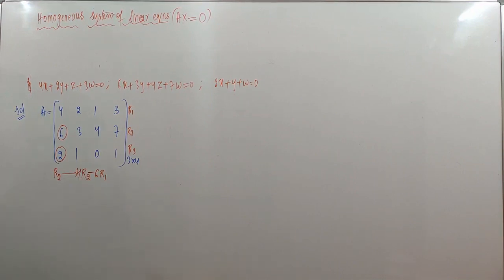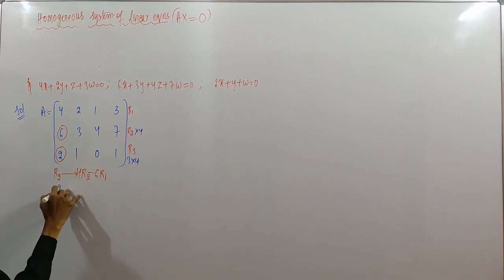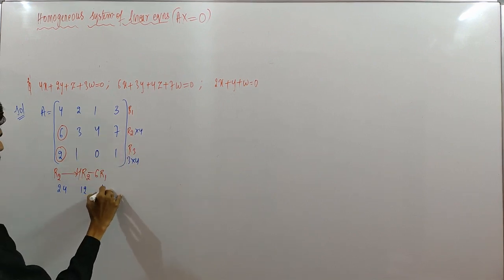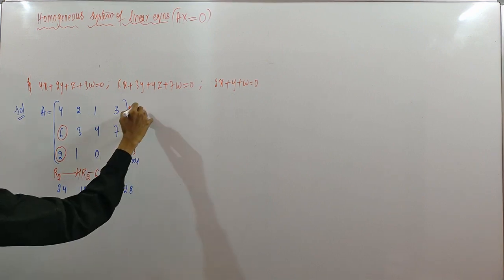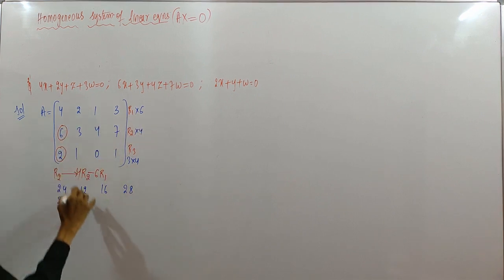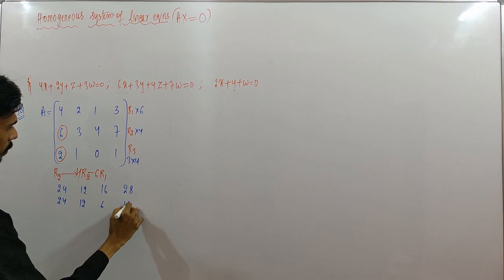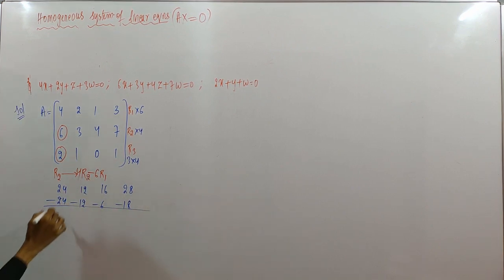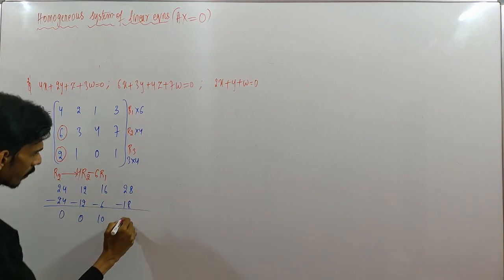Now 4 into R2. So 4 into 6, we have 24. 4 3s are 12. 4 4s are 16. 4 7s are 28. Now 6 R1. 6 4s are 24. 6 2s are 12. 6 1s are 6. 6 3s are 18. Here minus sign is there, so I'll multiply by minus. We have 0, 0, 10 and we have 10 here.